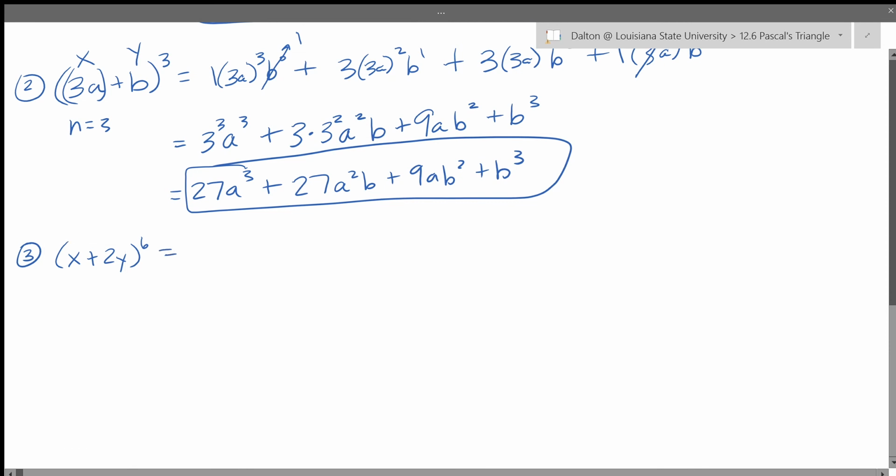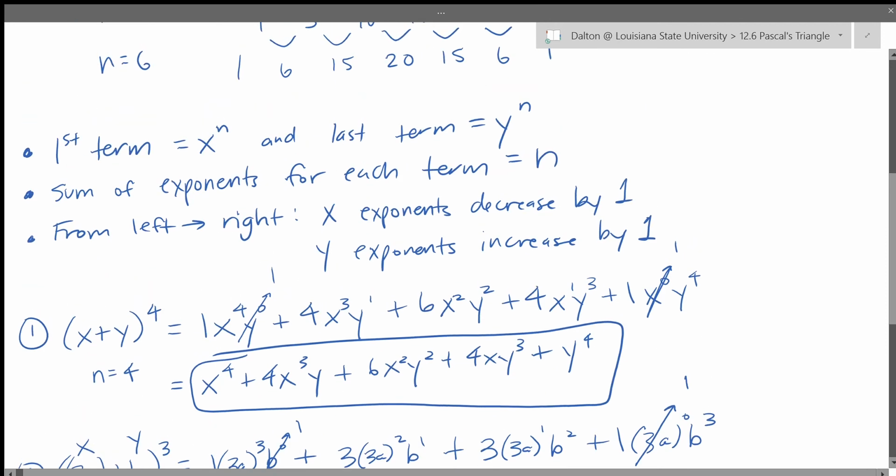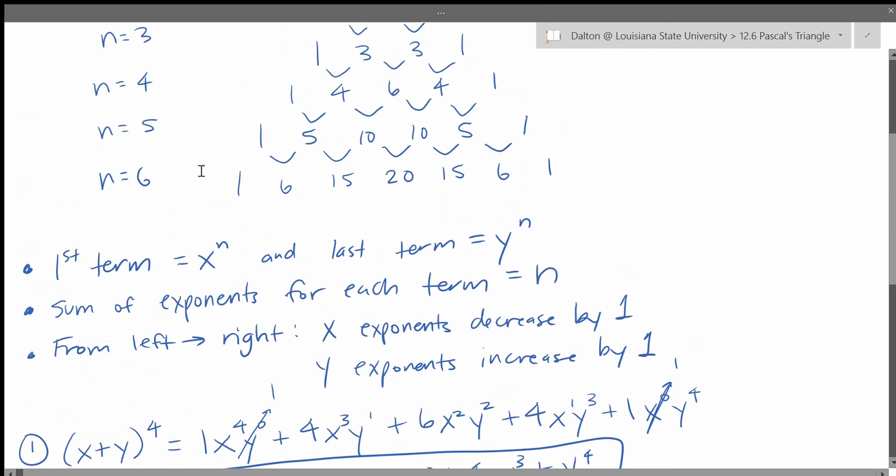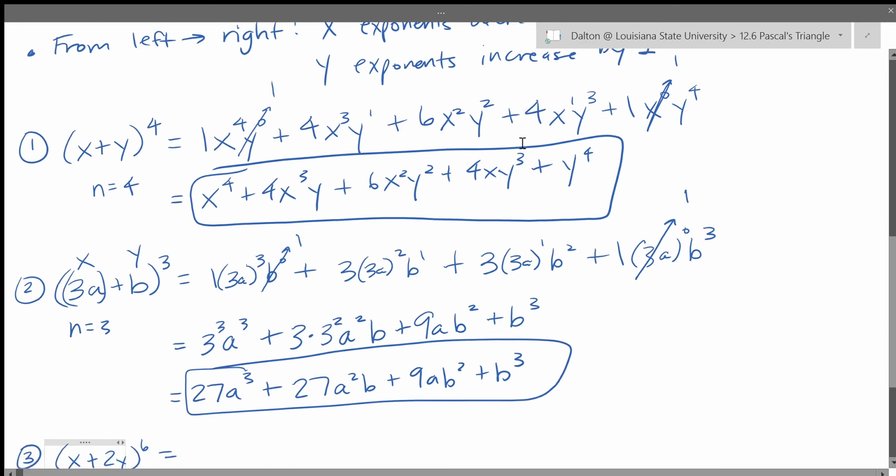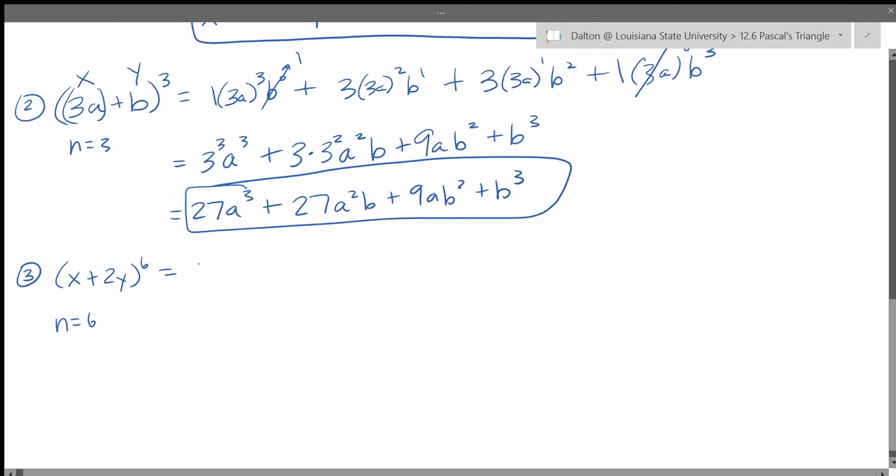Okay, so if you look at your triangle, in this case, n equals 6. So we need to go to the very last row that we wrote out, when n equals 6. So the coefficients, there are 7 of them. 1, 6, 15, 20, 15, 6, 1. So make sure you leave yourself some space. This will probably take up the entire width of your page.